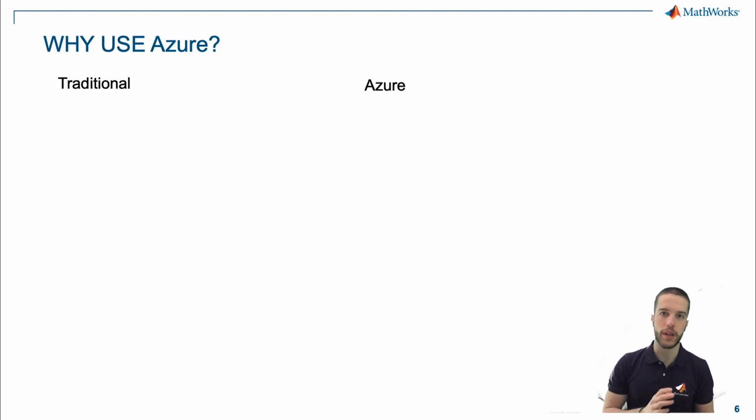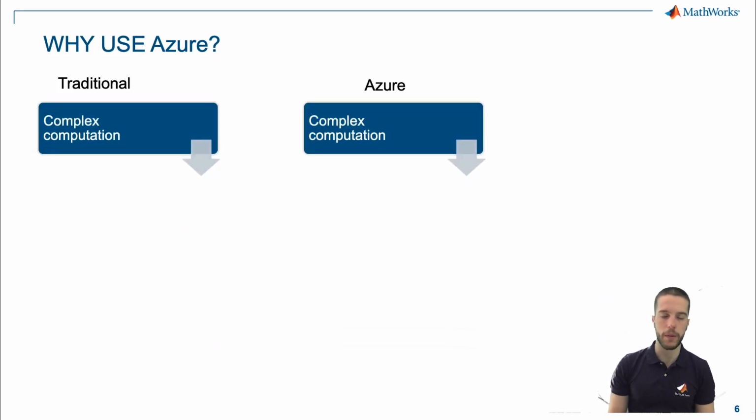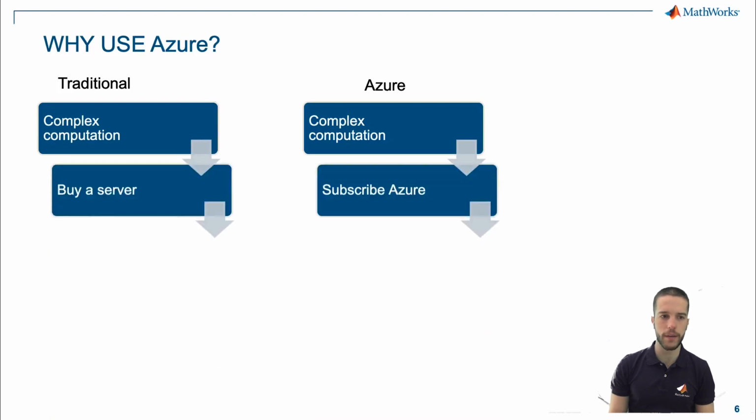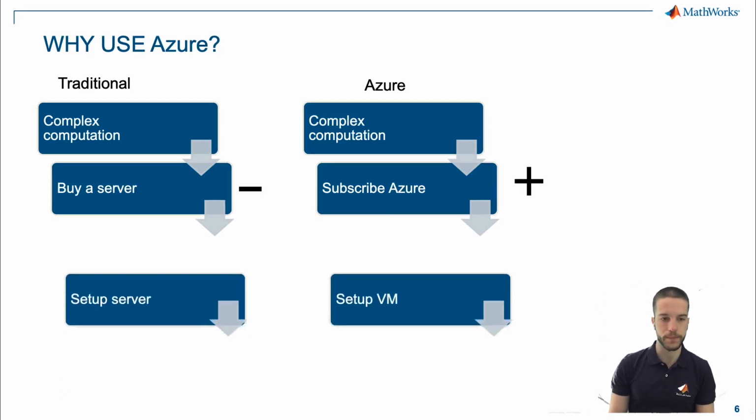What is the difference between the traditional approach for highly complex calculation and Azure, or more in general, server computation? Of course, we start from the same point, the complex computation. Normally, a company could buy a server in order to perform this complex calculus. Or, as an alternative, we can subscribe to this online service. Of course, the cost of buying a server and subscribing to Azure is completely different because Azure is more scalable. We can pay only for what we are actually using.